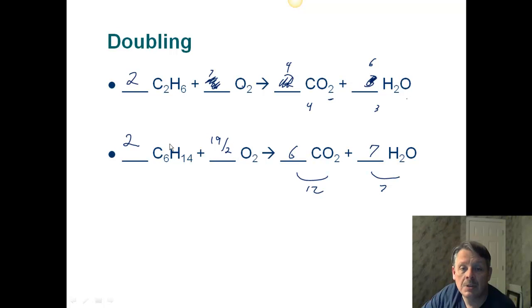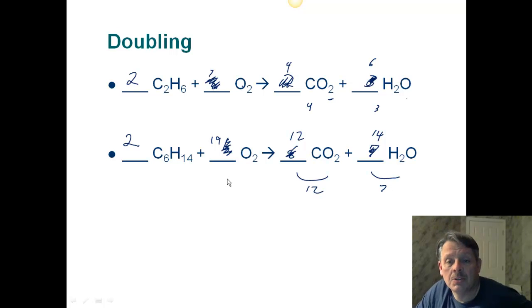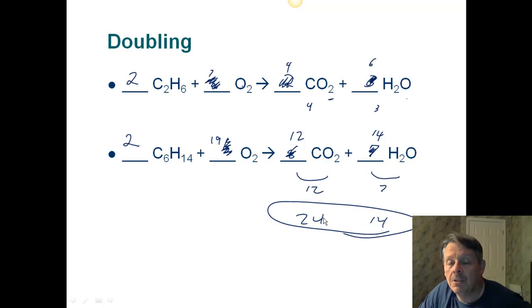So I'm going to multiply this by 2, I'm going to multiply this by 2, I'm going to multiply this by 2. And when I multiply the 19 over 2 times 2, I get 19. So I have 12 carbons on both sides. I have 28 hydrogens on both sides. And I've got 38 oxygens on both sides. They're 24 over here, plus 14, make a total of 38.